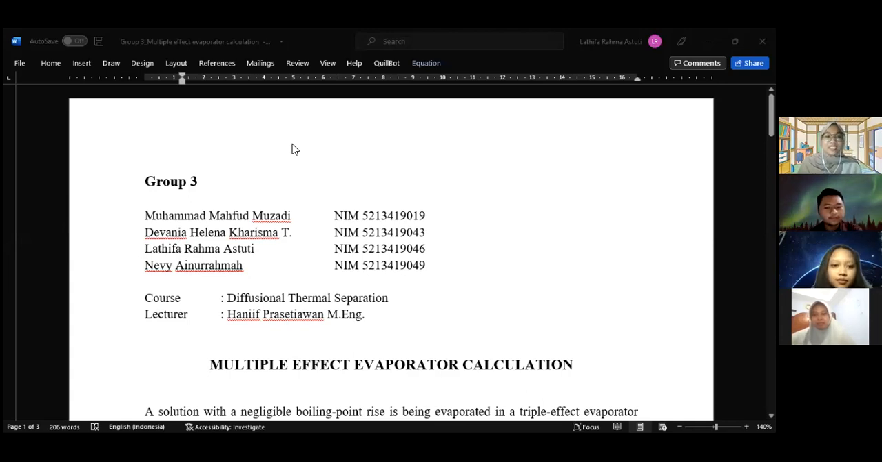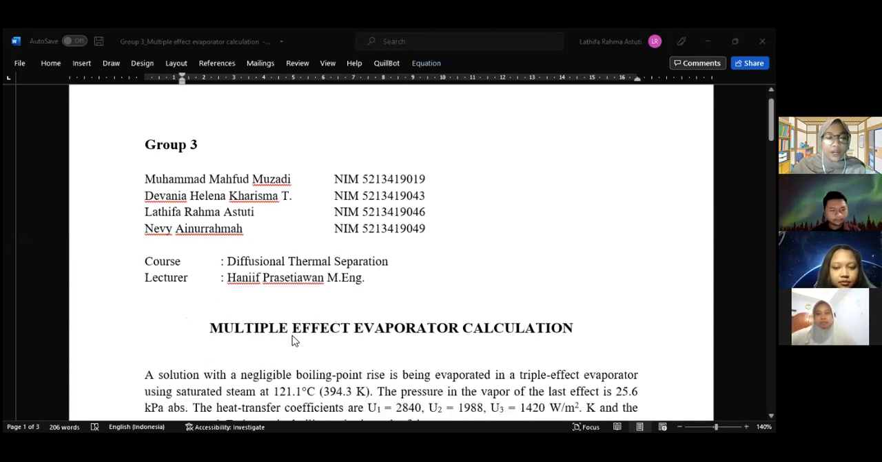We are from Group 3 International Class, and our members are: first, Muhammad Mahfud Muzadi with student number 19. The second is Devania Helena Kharisma with student number 43. The third is Lathifa Rahma Astuti with student number 46. And the last is Nevy Ainurrahmah with student number 49.